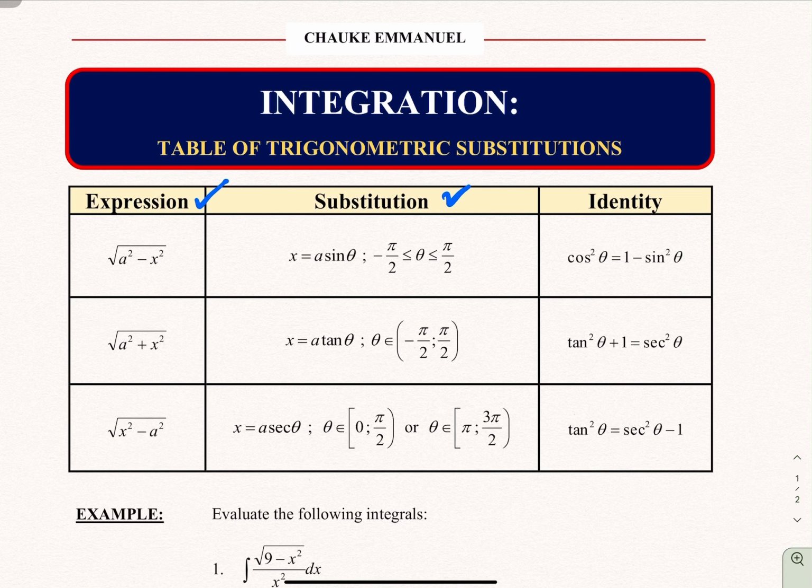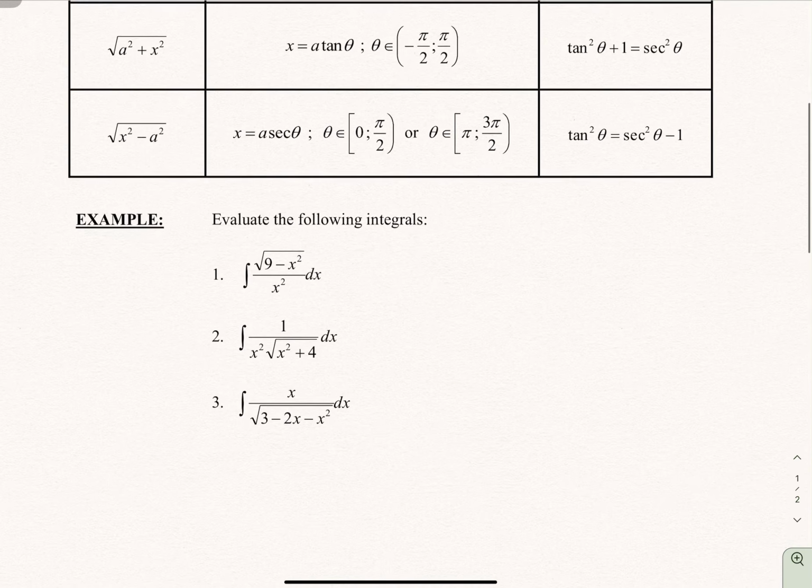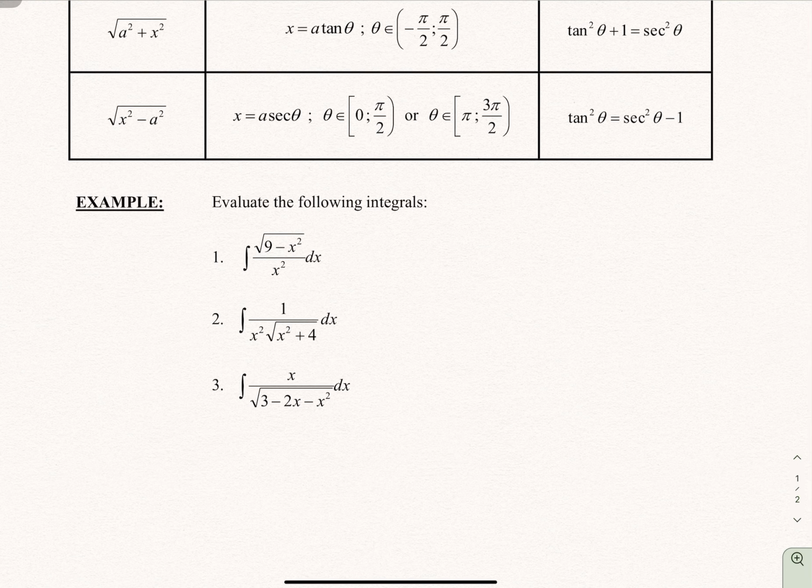I have 3 examples to discuss with you here. The first one is the integral of the square root of 9 minus x squared over x squared dx. And then the next one is the integral of 1 over x squared multiplied by the square root of x squared plus 4 dx. And then the last one is primarily the integral of x over 3 minus 2x minus x squared. So I'm going to do them in parts.